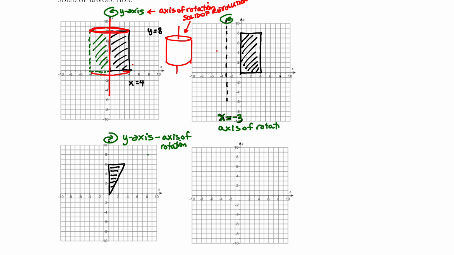And the last one, I'm going to take that same triangle, but this time, instead of going about the y-axis, I actually want to send it this way about the x-axis. So the x-axis will become my axis of rotation. I want to know what three-dimensional solids are created by taking those shapes and revolving around those individual axes of rotation.